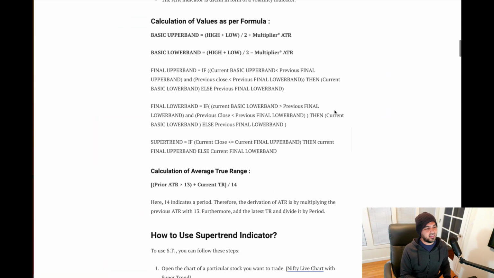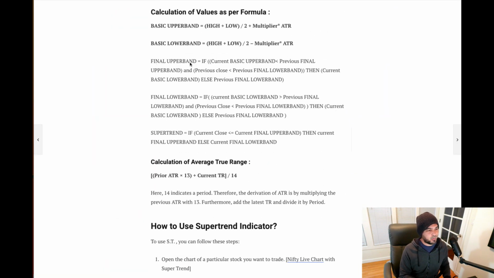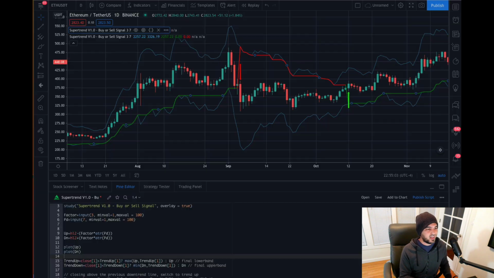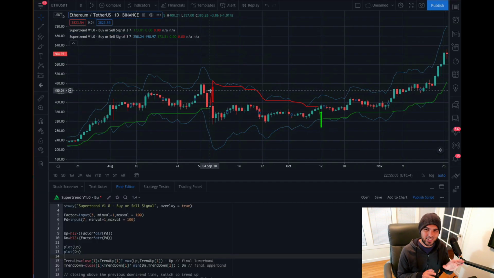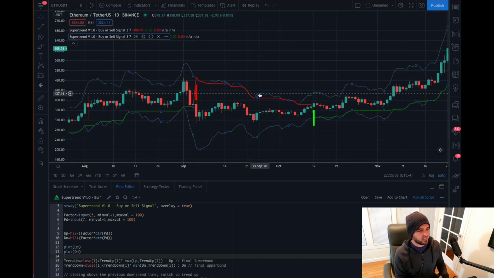So when we looked at this definition, we had this final upper band and final lower band, and we showed the relationship of those to the basic upper and lower band. So let's go ahead and just get into the Python code. I think it might make more sense when we do this.